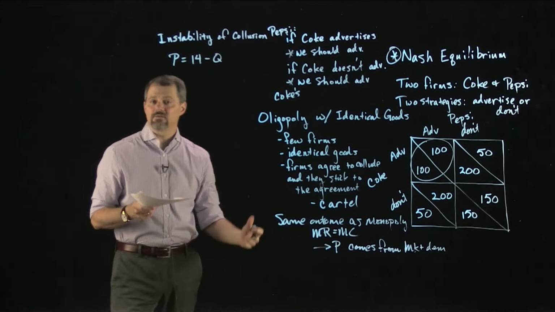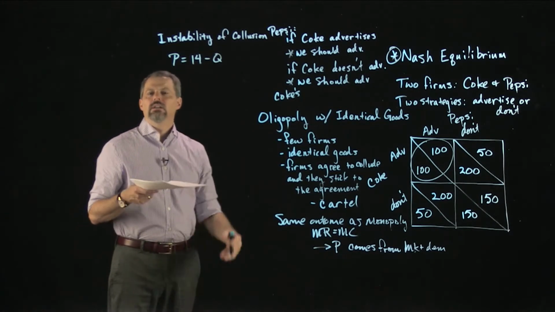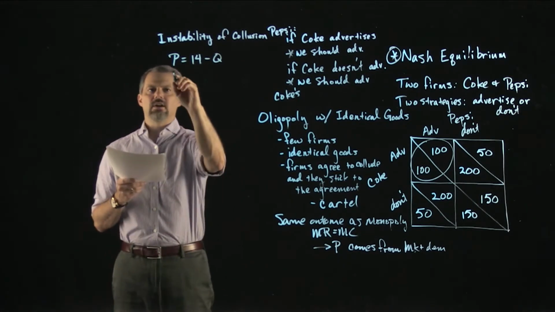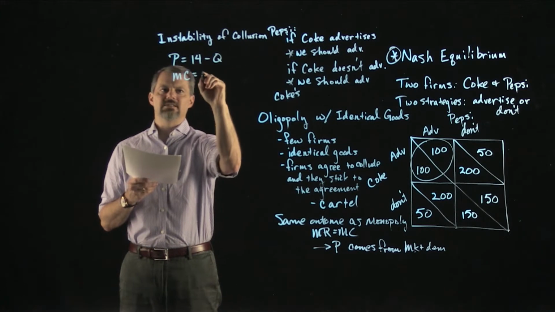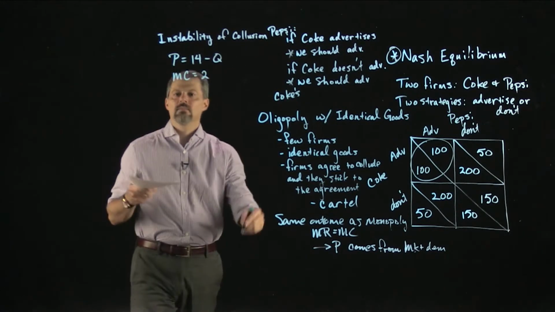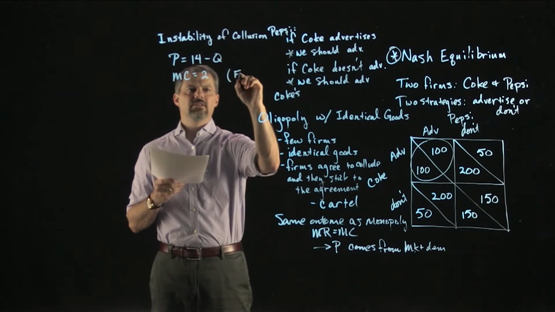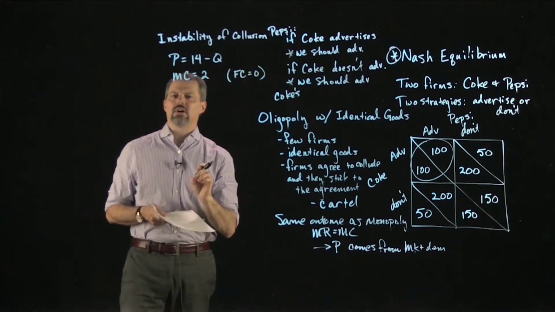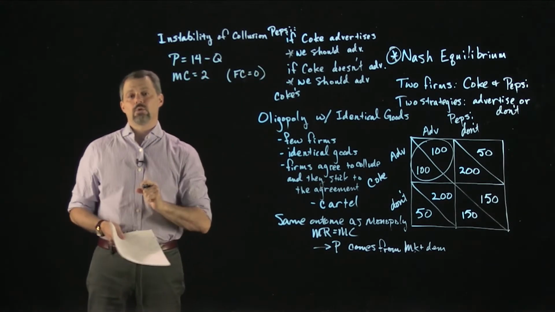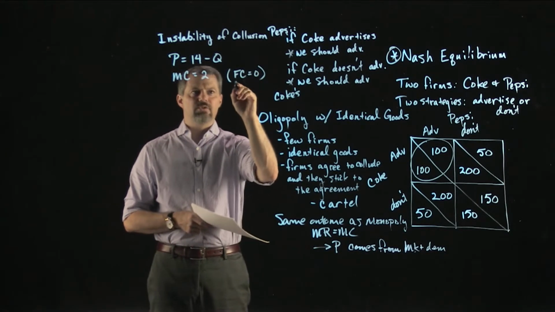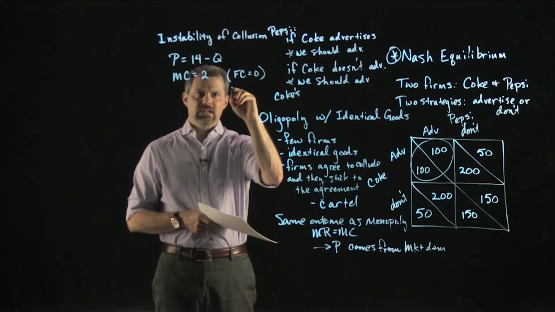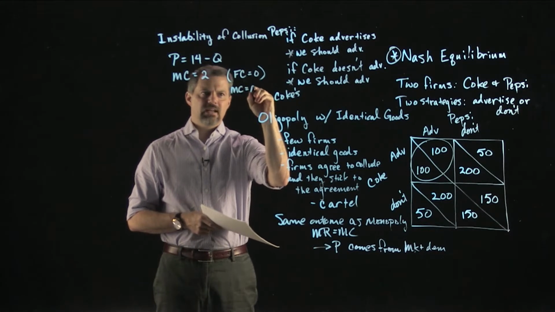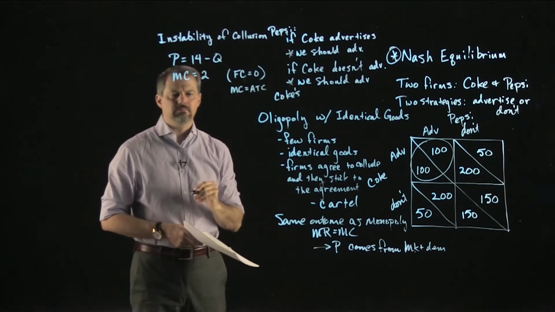That's a market inverse demand curve. Let's have a nice simple marginal cost curve. Let's suppose marginal cost is equal to 2. We're going to be assuming here that fixed cost is equal to 0. That means our marginal cost and our average total cost are equal to each other.